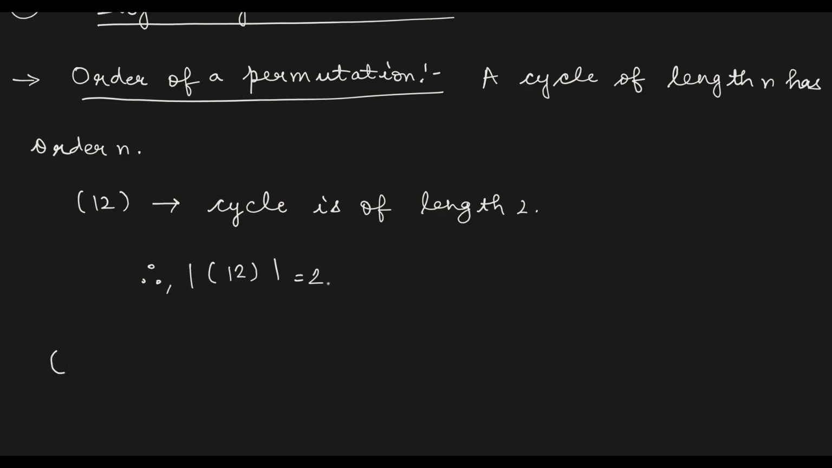And how has it been calculated? (1 2) into (1 2). This is order 2, right? I am multiplying this element with the same element to get identity. So 1 is mapped to 2, and 2 is mapped to 1. Then 2 is mapped to 1 and 1 is mapped to 2. 3 is mapped to 3, and here also 3 is mapped to 3. So this is identity.